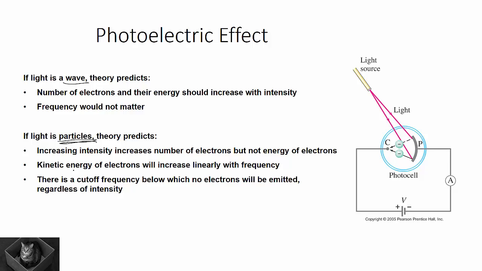Okay, also the kinetic energy, or how fast these electrons are going, increases as you change the frequency of light, whereas here frequency would not matter at all. And there would also be a cutoff below which no electrons would be emitted. No matter how bright you make that light, if the frequency is too low, essentially the energy in a single photon is never going to be big enough, even if you got a whole bunch of photons coming in. So these two are kind of similar, and they contrast with this one, right? Frequency makes a difference if light is a particle.